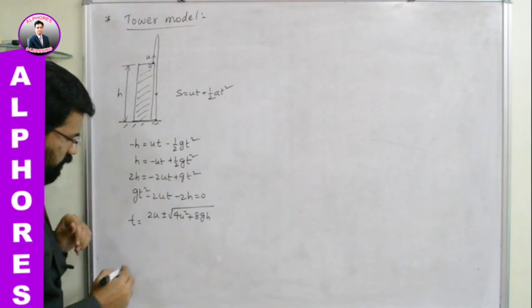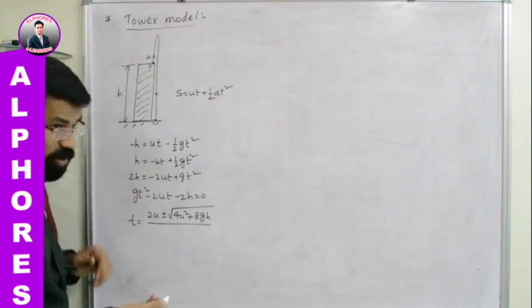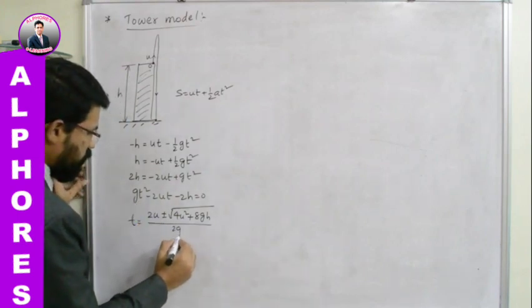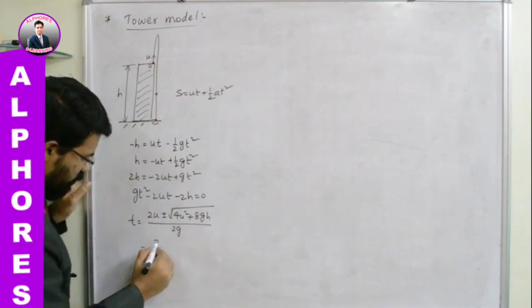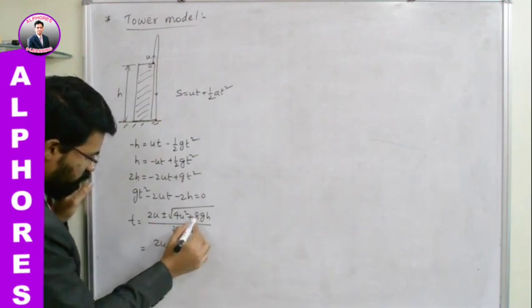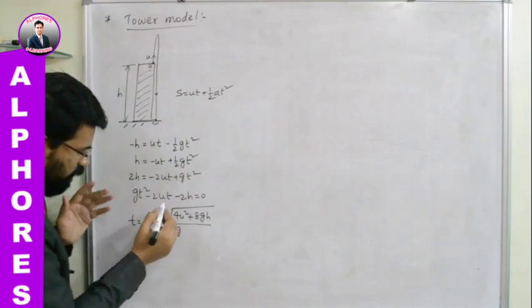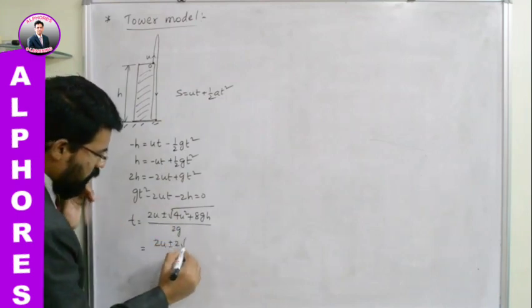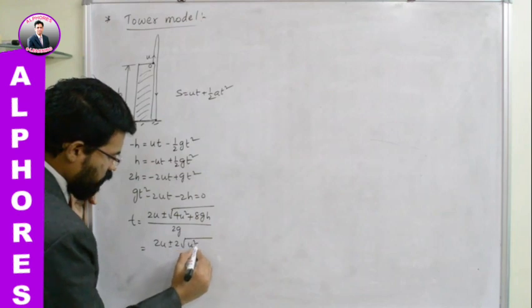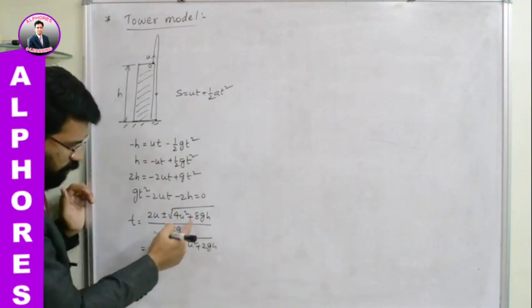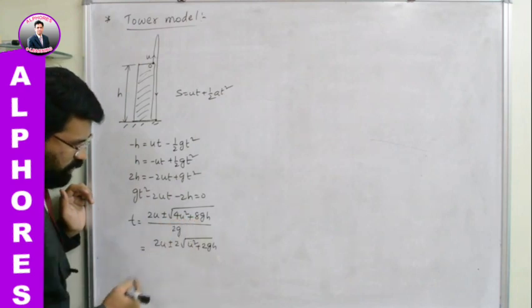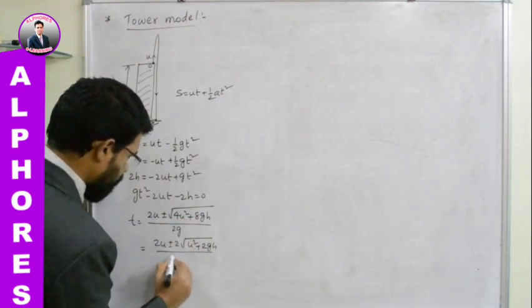So this is what the numerator part is, and the denominator is what? 2a. a is what? g. So 2g. So let me simplify this further. 2u plus or minus, from this part you can take out 4. Once you take out 4, what happens? Under root 4 will be 2. So now you will have 2 into u square plus 2gh, because you have taken out 4. 4 2s here. 4 comes out, 2 is left there. So 2gh by 2g.